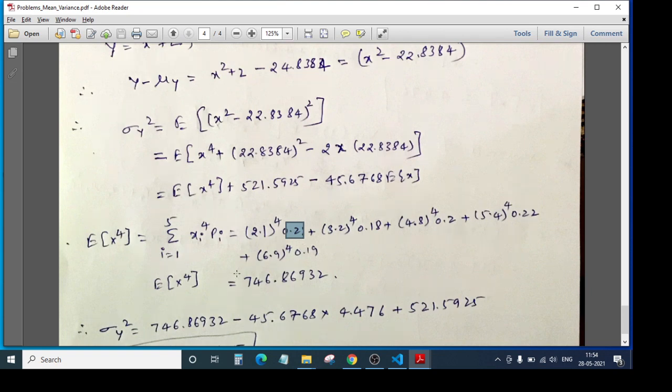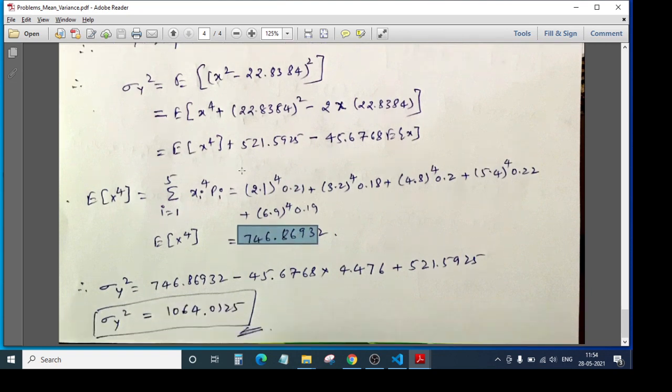Okay, so the answer you will be getting is E of x to the 4. So now just substitute that value here in this. Okay, so in this, it is nothing but 746 minus 4 times of this, plus this thing. So when you substitute all the values, the answer you will be getting is sigma square of y is equal to 1064.0525.